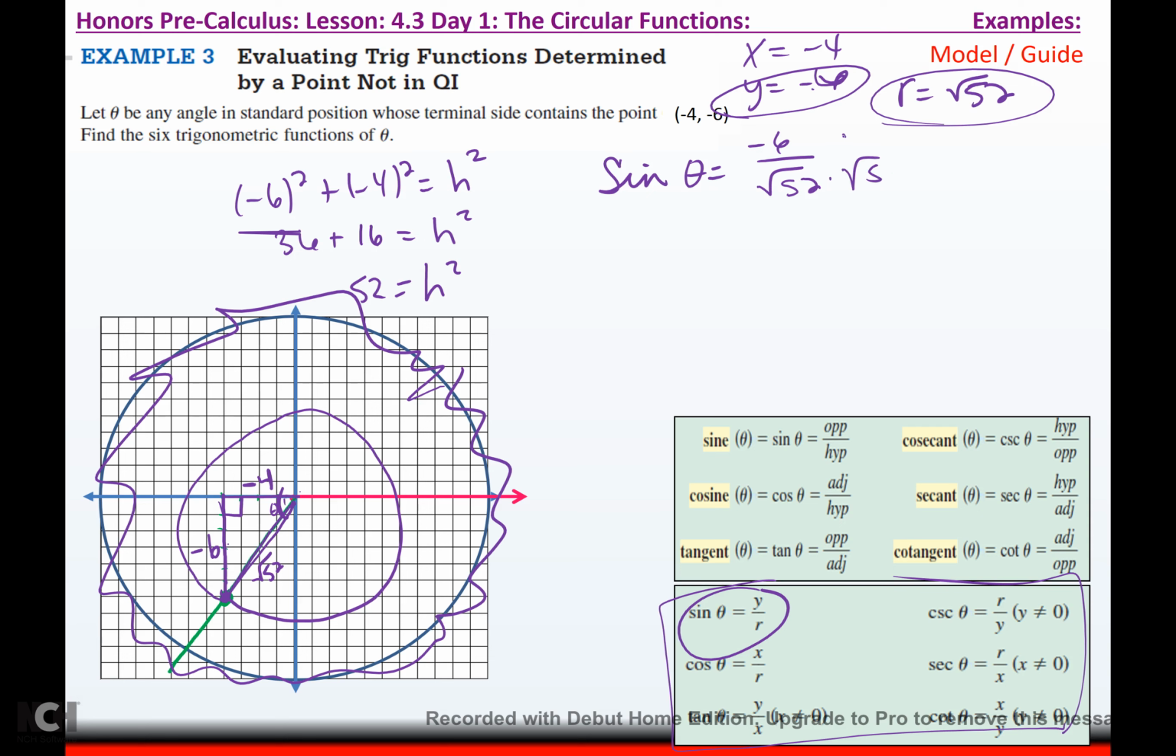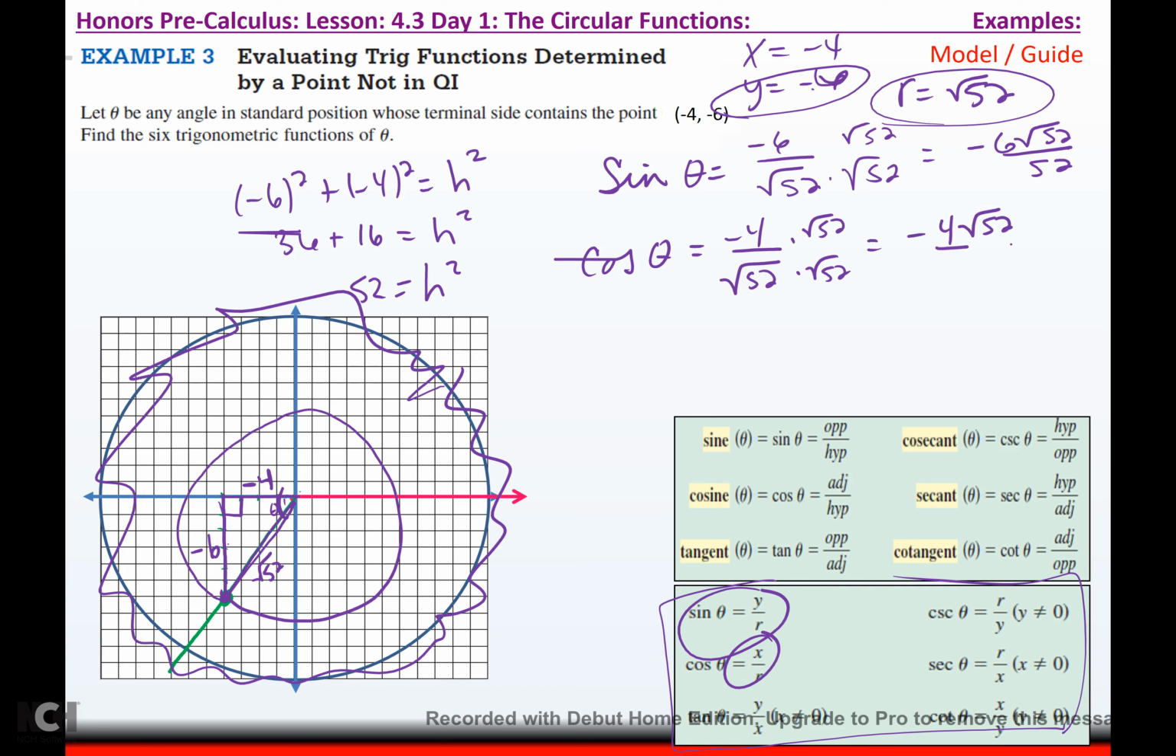Now I'd have to rationalize that. So that would be -6 square roots of 52 over 52. Cosine theta would be adjacent over hypotenuse, or x over r. The x-coordinate is -4, the radius is the square root of 52. Rationalize, and you get -4 square roots of 52 over 52.